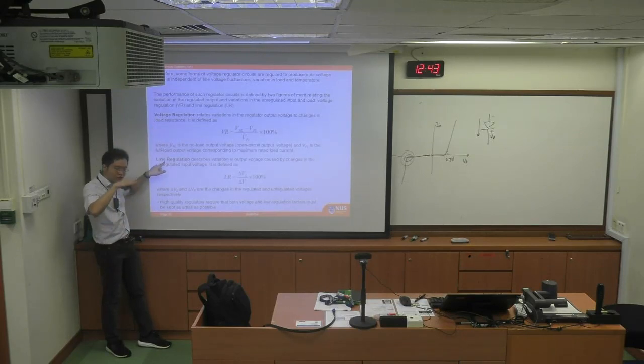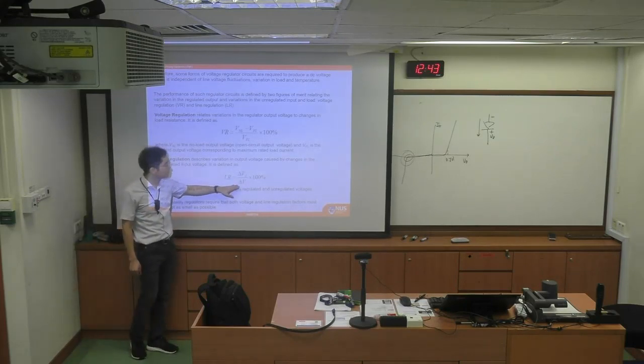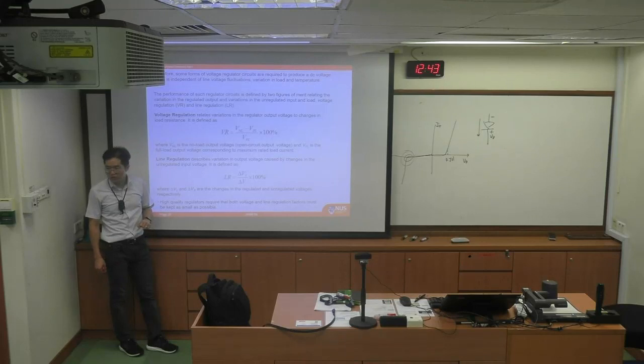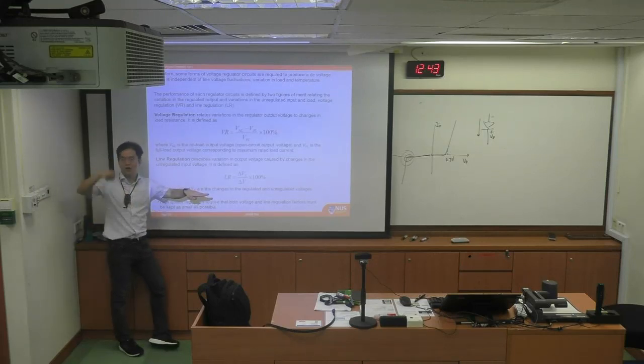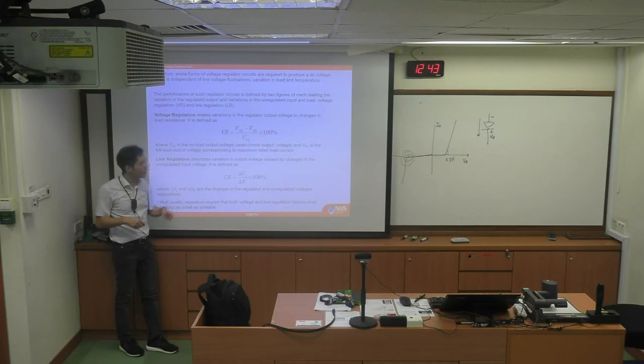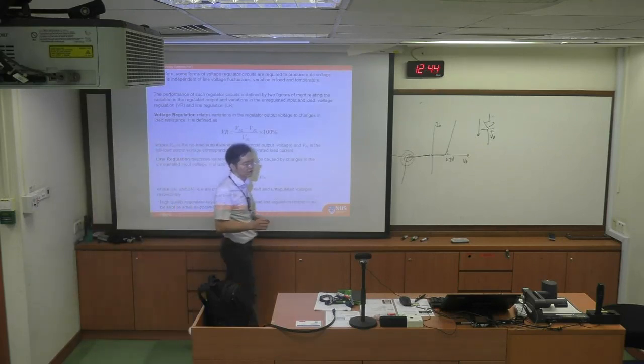And under the change in the input fluctuation, you want to maintain the output at a constant level. That's called the line regulation. So line regulation is determined by the change in the input voltage divided by the change in the output voltage. If the regulator is perfectly working, it doesn't matter how much you fluctuate, the output will be DC. That means delta VL will be 0. So line regulation, if well achieved, should be 0.